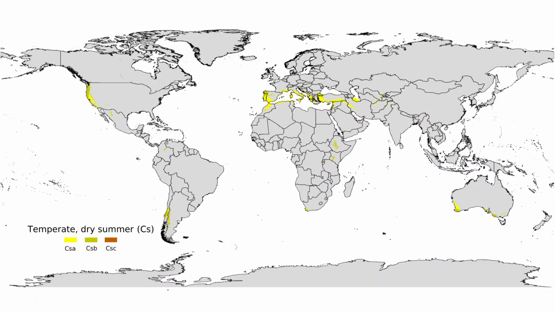This current over here is the Peru current or Humboldt current. This current over here is the California current. Then we have this current over here, the Canary current. Then we have this current over here, the West Australian current. So all these currents are the cold currents. They are the eastern boundary currents.